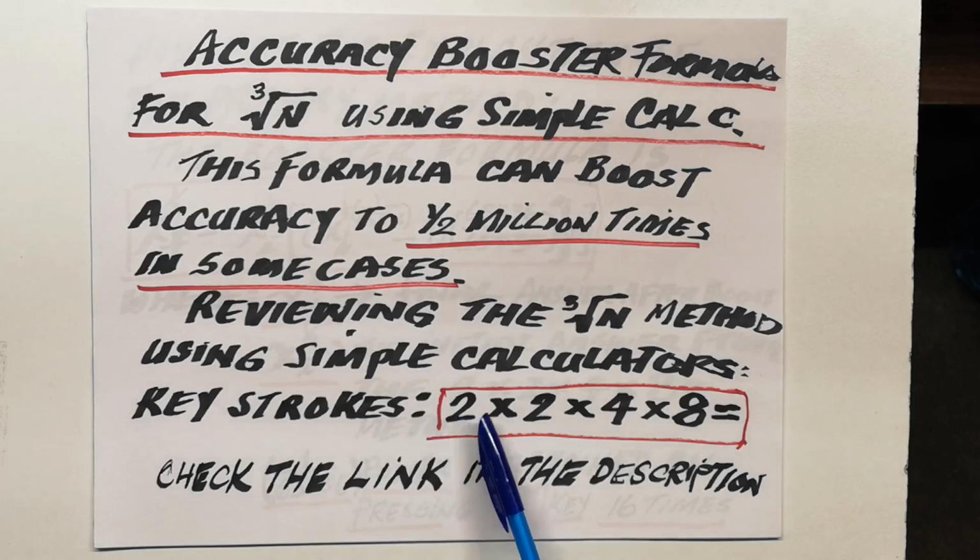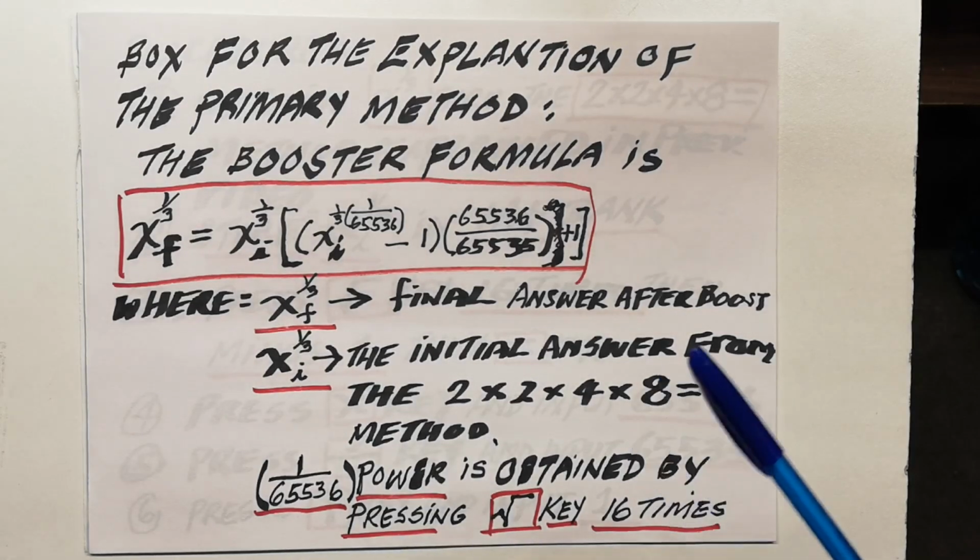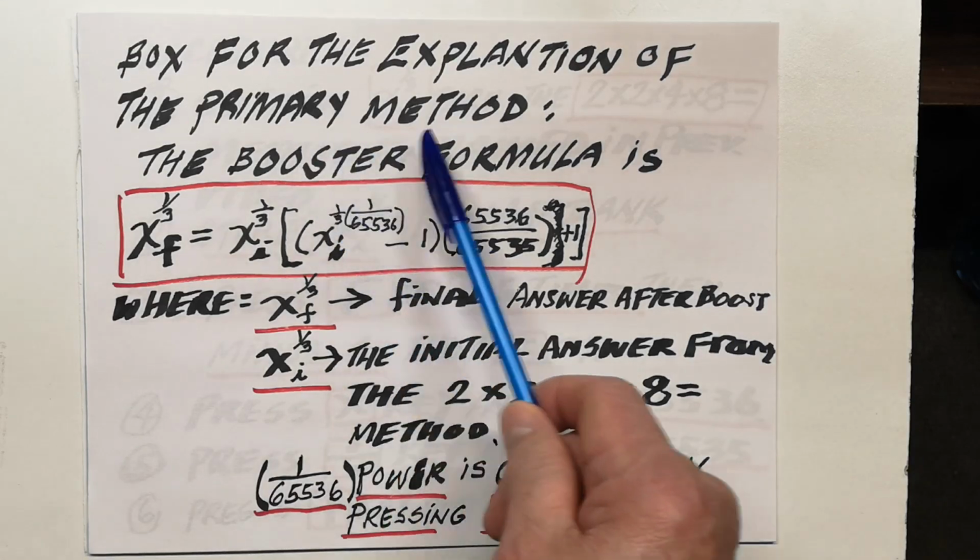2 multiply 4 multiply 8 equals. The number here, 2248, refers to the number of times you press the square key in the calculator. Check the link in the description box for the explanation of the primary method.